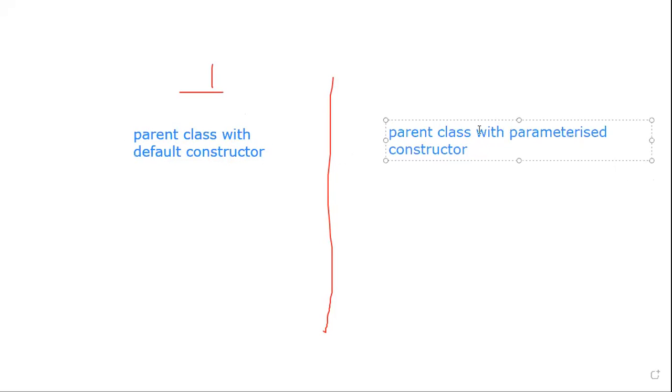In the first case, we don't have any constructor for the parent class, that is, a default constructor. And in the second case, we have a parameterized constructor. So we'll see what happens in both cases, how we can initialize values and how they are called. So I hope the question is clear. Now let me go to the code.